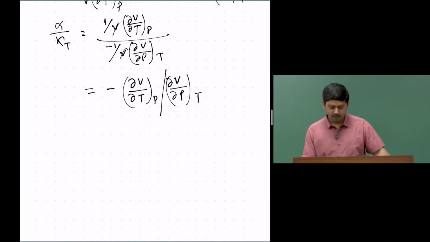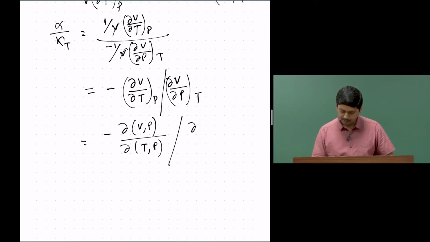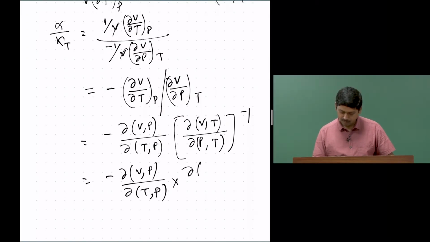Now, I am going to use a Jacobian technique, minus del V p by del T p divided by del... it is not a good way of writing it. So, I will put an inverse, del V t by del P t inverse, meaning I will just change it, del V p by del T p multiplied by del P t by del V t.